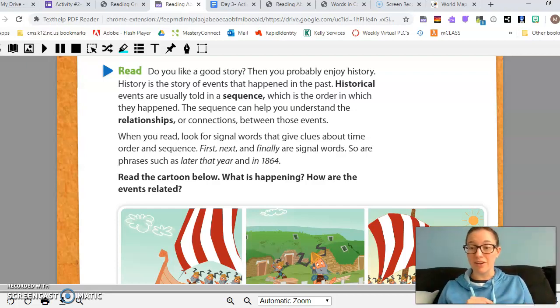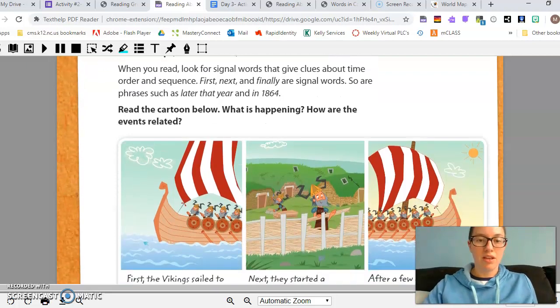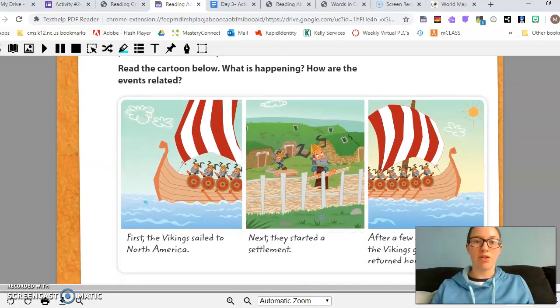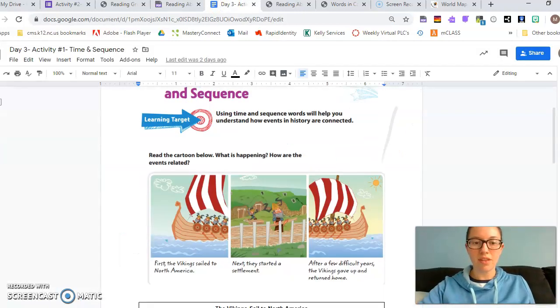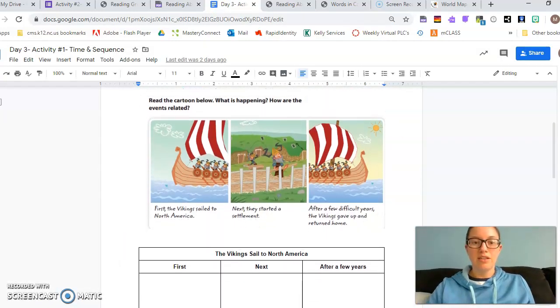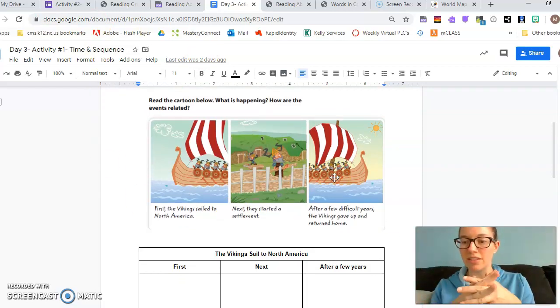So guys, when you're reading a text that's about history, you can look for those signal words like first, next, then, finally. And also anytime that it says later and then a year, like 1864, specific years will help you understand when events happen and put them in the correct order. So if you want to scroll down or look at your activity 1, it's on there too, if you're following along on your activity. So we're going to look at this cartoon and see what is happening and think about how those events are connected or related, right?